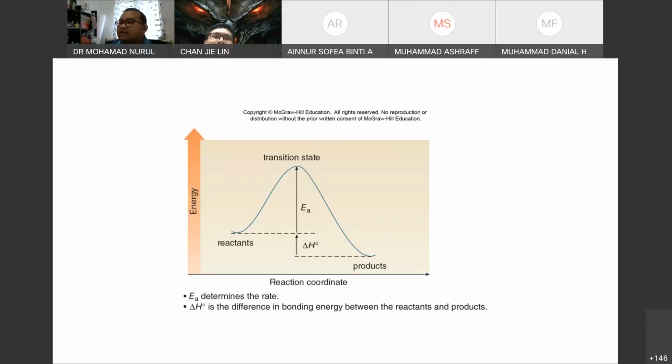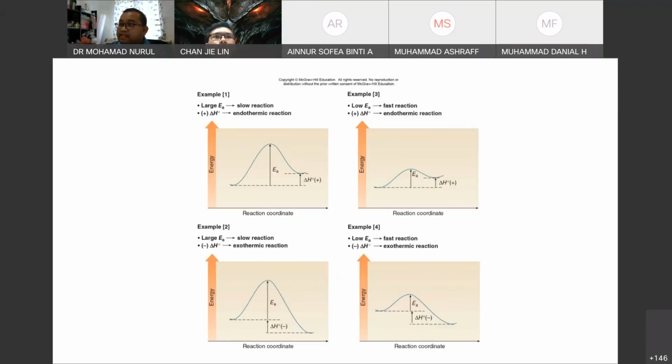Okay, again, for this summary for today, for rate determinant steps, if they have a higher activation energy, it means the reaction is slow. And you also have to determine whether the reaction is exothermic or endothermic based on whether the value of delta H is positive or negative. This is an example I made as a summary for you, so it's easy to see the difference. Lower activation energy, the reaction is fast. Higher activation energy, the reaction is slow.